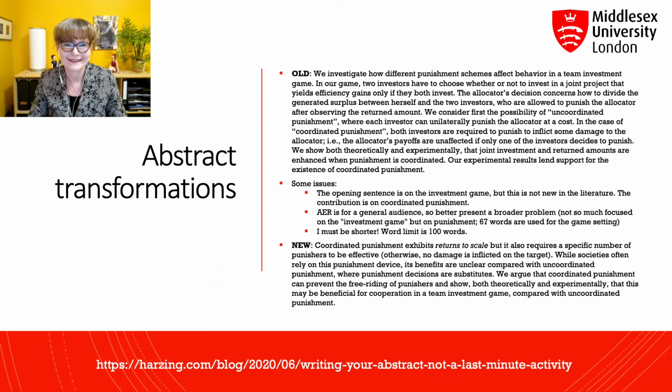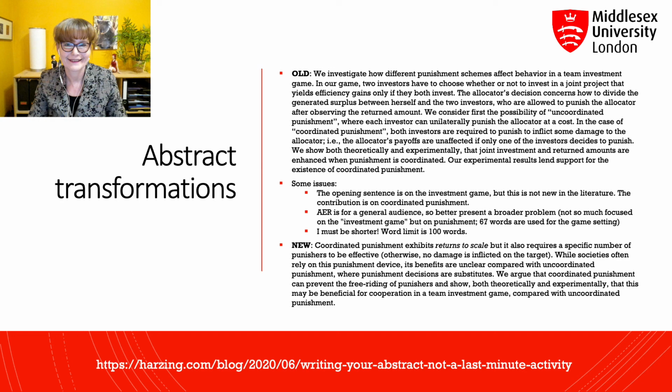The third and final example is the abstract of the economics article that we discussed earlier, United We Stand. Again, the abstract needed to be shorter because in this case, the journal that it was to be submitted to, American Economic Review, had a really strict word count of 100 words. But in addition to cutting words, the abstract also needed to be clearer about the key contribution of the article. The old abstract started out with an investment game, which is quite common in the literature already.